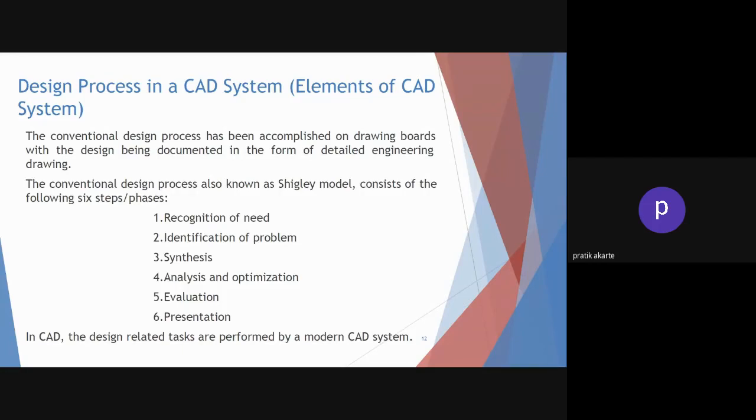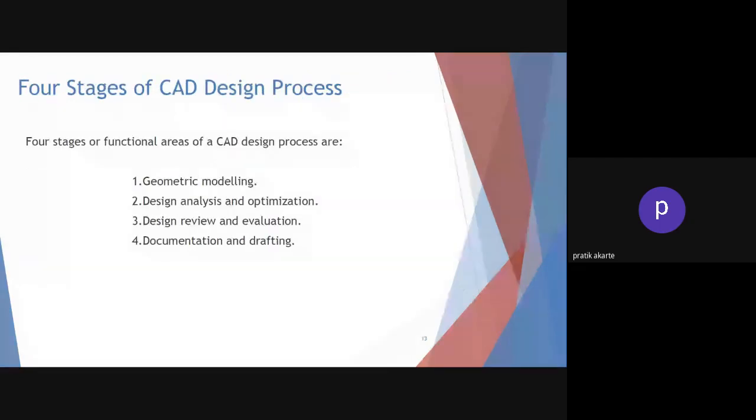Now the conventional design process, which is known as Shigley's model, has six basic steps. First is recognition of need, identification of the problem, synthesis, analysis and optimization, evaluation and presentation. All these are the six phases of the conventional design process. Now we are going to see how the CAD incorporates into this.